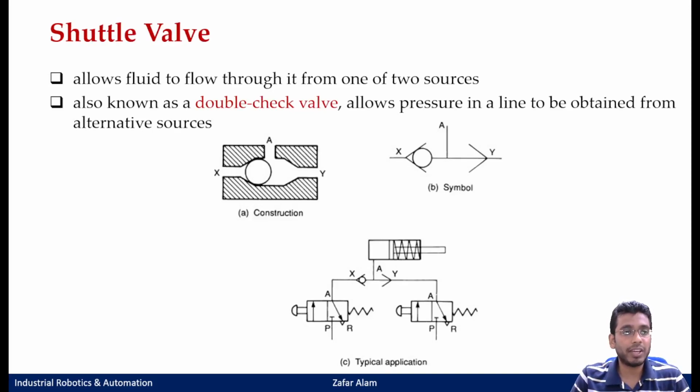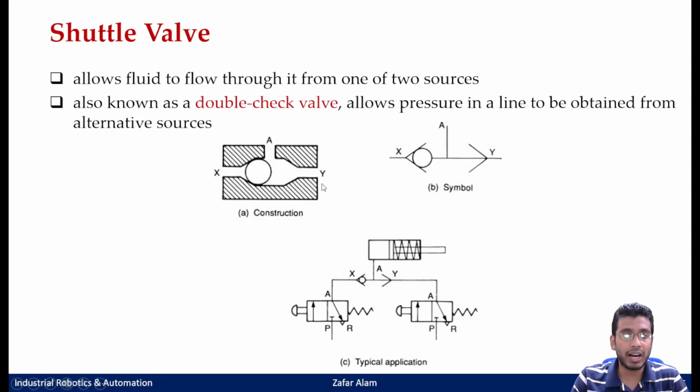Now after the check valve, we will be going to the shuttle valve. The shuttle valve is also known as a double check valve, and it allows fluid to flow through it from one of two sources. If you see in this figure, you have two inlet ports, one from X and one from Y, and one outlet port A.